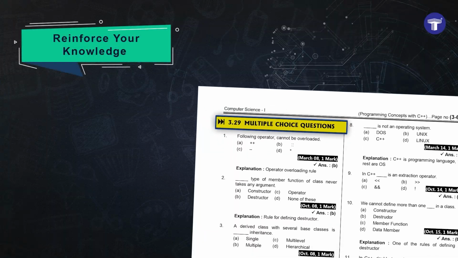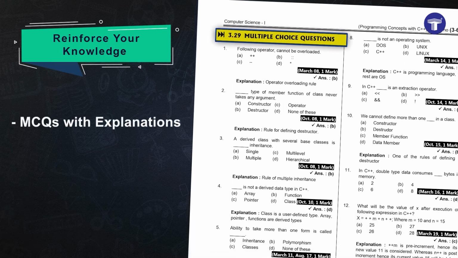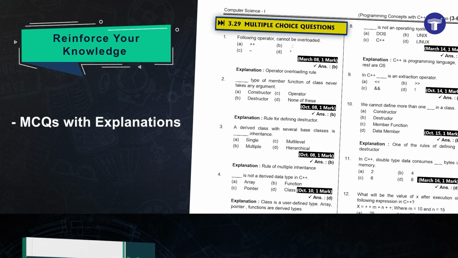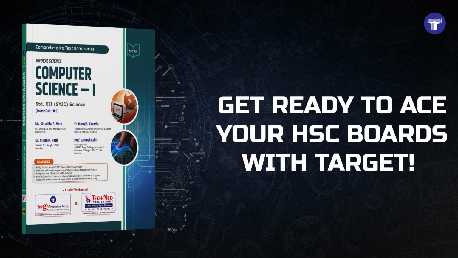With a large number of MCQs along with explanations, you'll have ample opportunity to practice and reinforce your knowledge. Get ready to ace your HSC boards with Target.